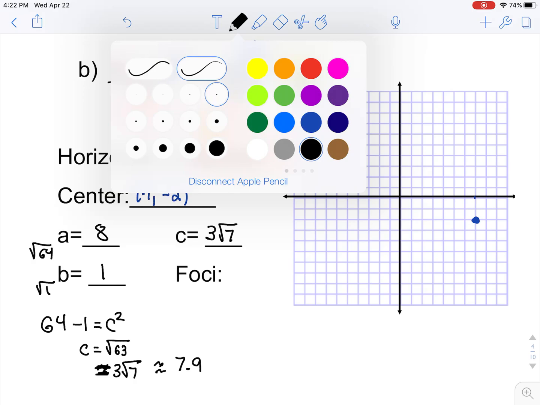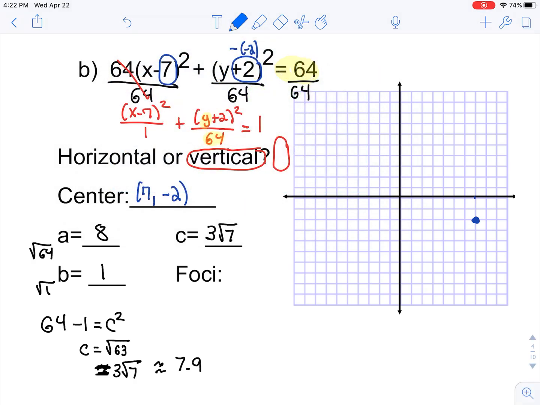Okay, plotting a few of these points. When we're graphing our equation here, since the larger number is below the y, so I'm looking at this part here, that means that from that center point, I'm going to go up and down 8 places. So 1, 2, 3, 4, 5, 6, 7, 8. These are going to be my vertices. Then I'm going to be going left and right 1 place, and that's because the 1 was below the x. So if I go left 1 place and right 1 place, these are my co-vertices.